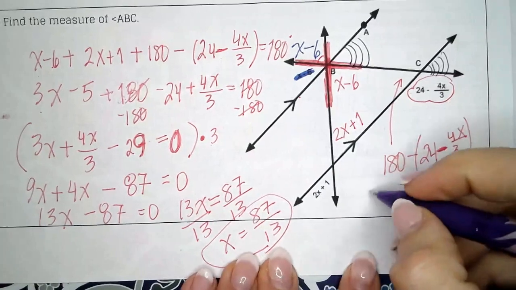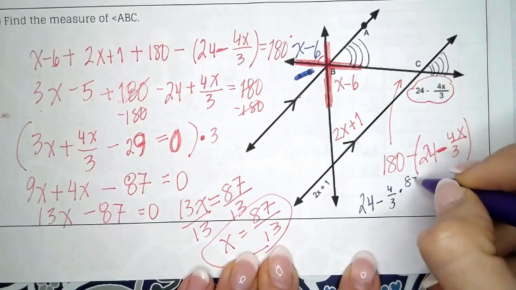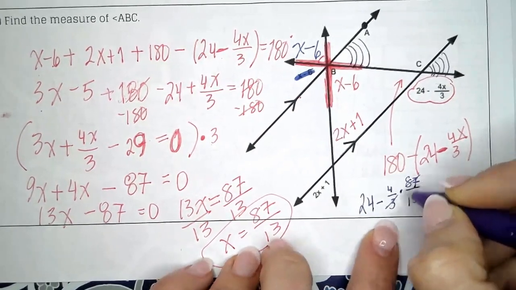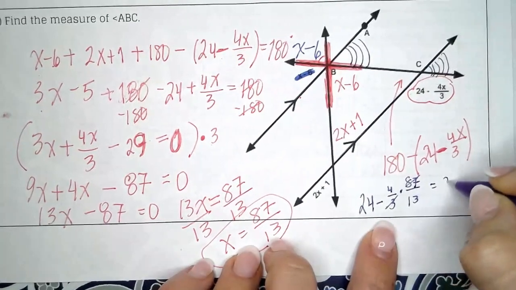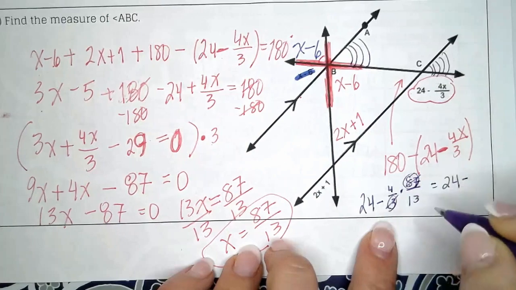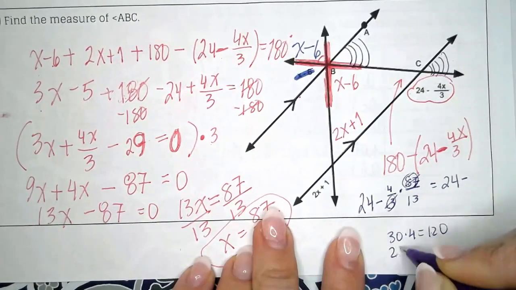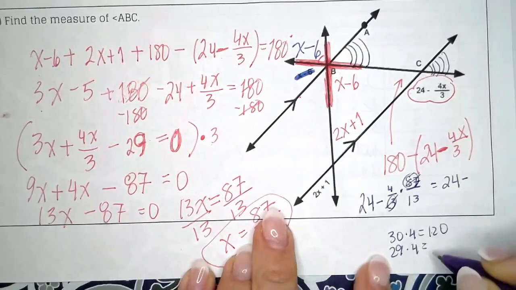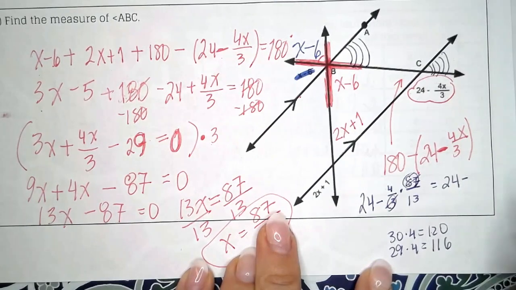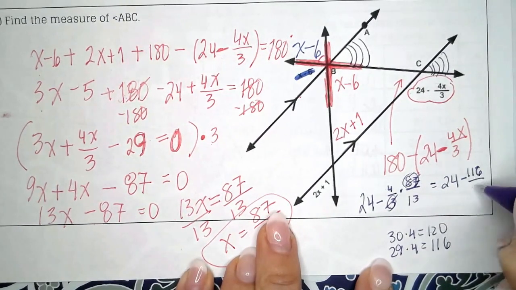So a little detail math, 24 minus 4 over 3 times 87 over 13. That definitely reduces. 3 goes into 90 30 times, so 29. So 24 minus, now what's 29 times 4? 30 times 4 is 120. So 29 times 4 is 1 4 less, so 116. So that's 116 over 13.